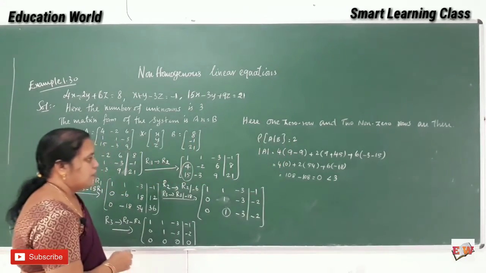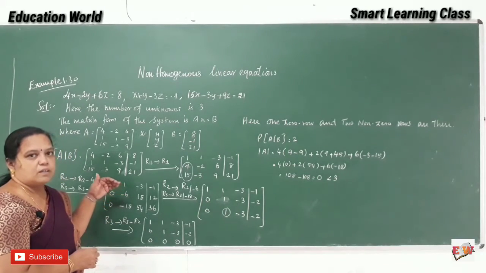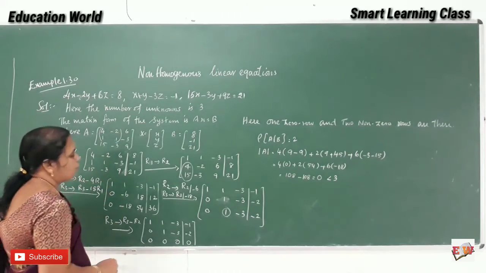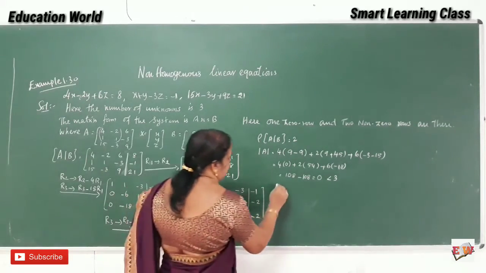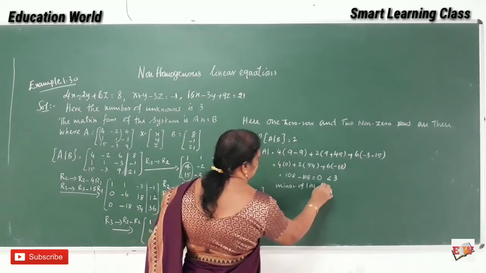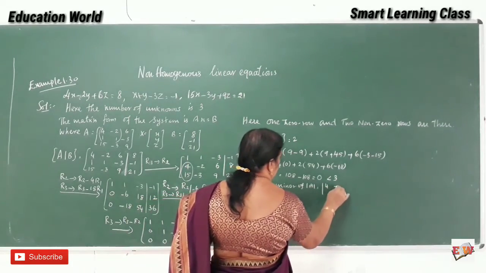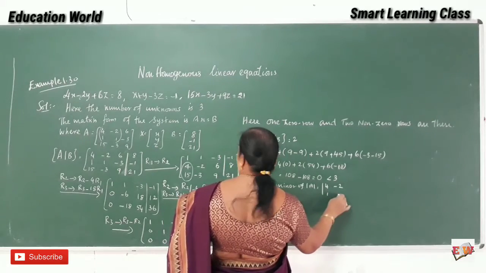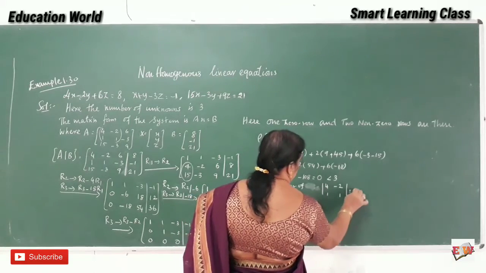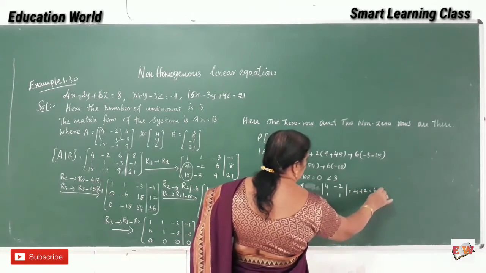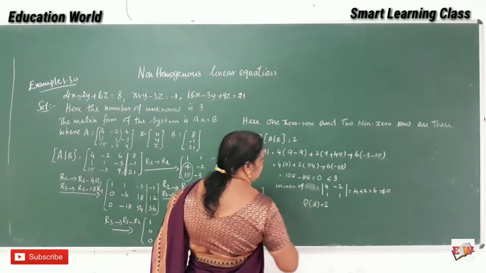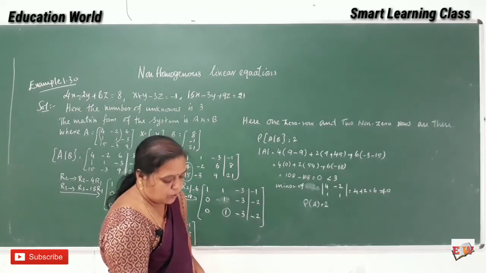So we have to check the determinant value of a second order minor. Suppose we take this minor of A, 4 minus 2, 1 1. 4 plus 2 is 6, so it is not equal to 0. So the rank of matrix A is 2. Rank of A is equal to 2.